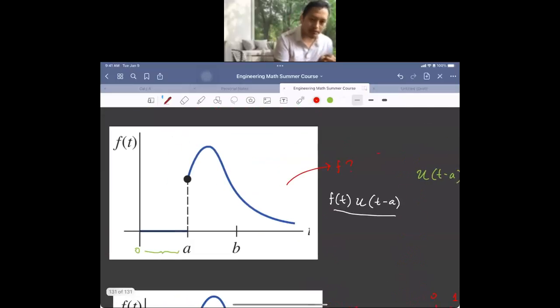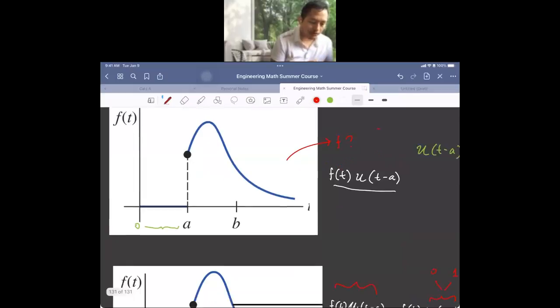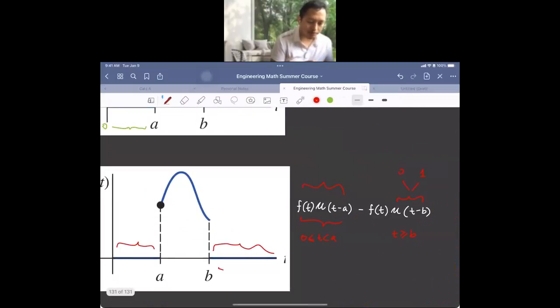I think the first one is easy. It's nothing new. But if you have another function that has a zeroing part on the right side, then you need to subtract, and then multiply with the Heaviside at the point where it is going to be 0, from that point to the right side, to infinity.